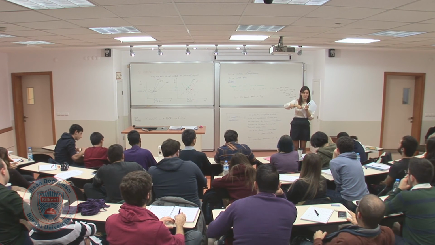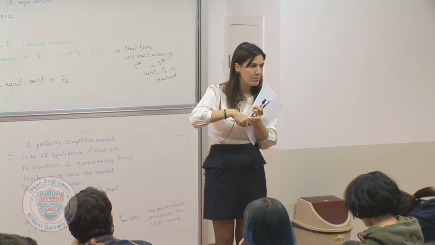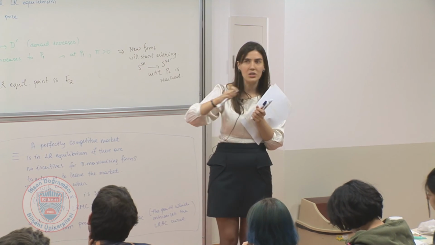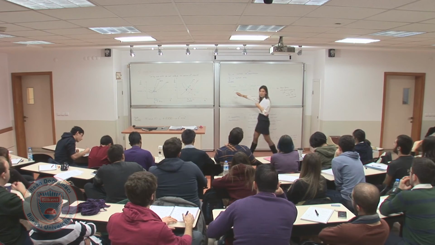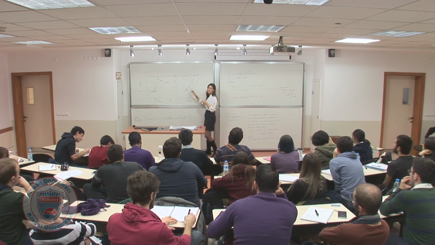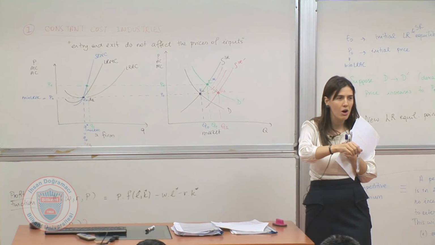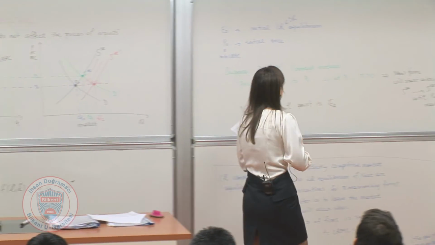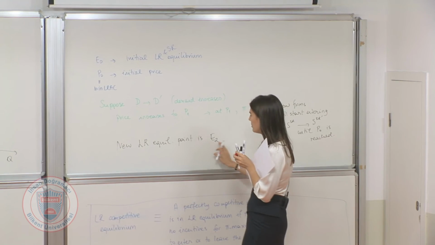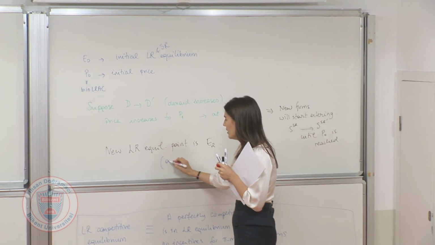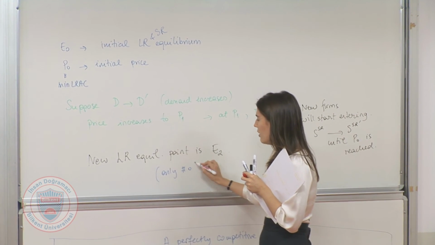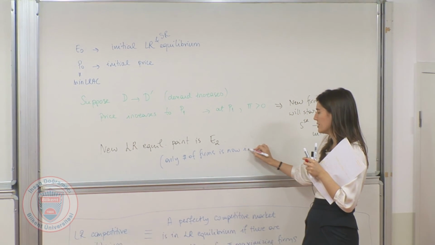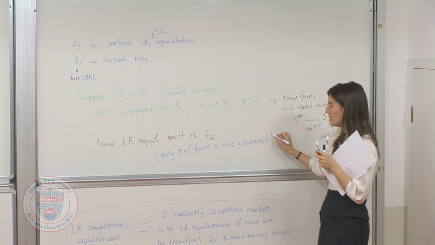Individual firms are producing the same. Price is still the same, right? In both of the long run equilibriums. The only thing that has changed is that, remember, new firms entered. They entered, they drove the profits back to 0, okay? But now we have more firms, okay? So that is the only difference. New long run equilibrium point is E2. Only number of firms is now increased. Yes?